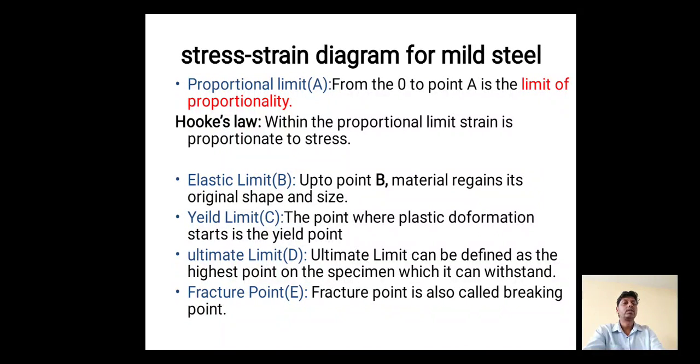So first is the proportional limit, from O to A, called the limit of proportionality. Within this, Hooke's law will come. What do you mean by Hooke's law is within this point, O to A.